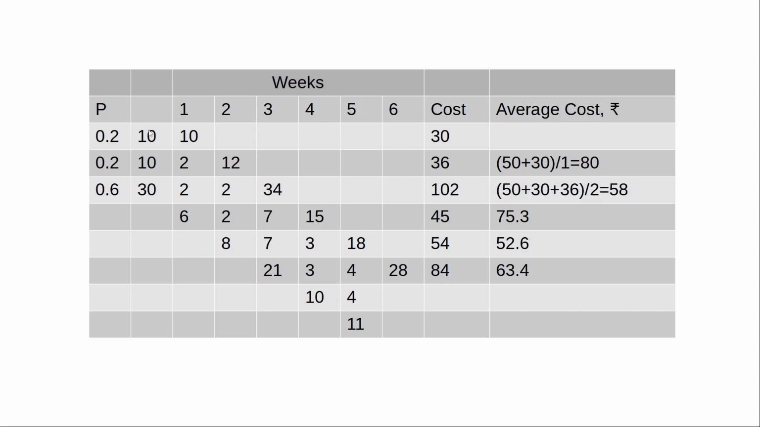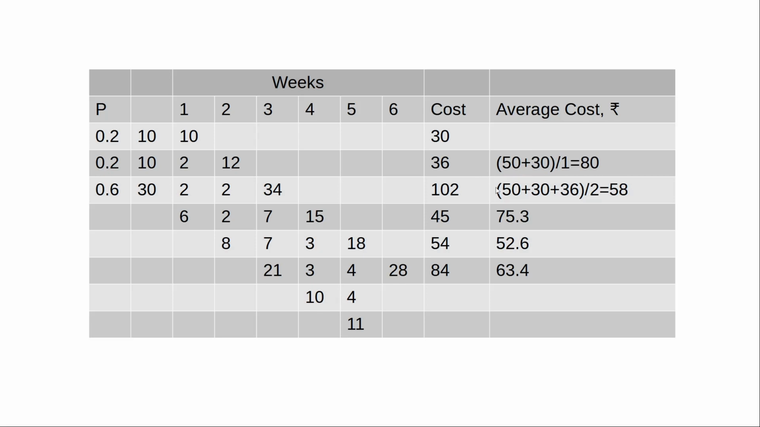Let's take the previous table once again and add two columns to it. So as usual, in this column, what we have is the cost that we have incurred in the first week, that is 30 rupees, because 10 bulbs failed. And in the second week, the cost that we have incurred was 36 rupees. Now, in the beginning of the second week, if we replaced all the 50 bulbs, the cost we would have incurred is 50 plus 30 from the first week divided by 1, that is 80 rupees. That would be the average cost that we have incurred now.